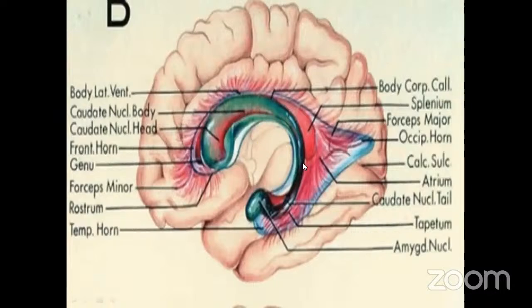We have added a green shaped structure. This green shaped structure is known as the caudate, and we have added this red colored structure. This is actually the corpus callosum that we have added in this picture. The caudate is also a C-shaped structure around the thalamus.